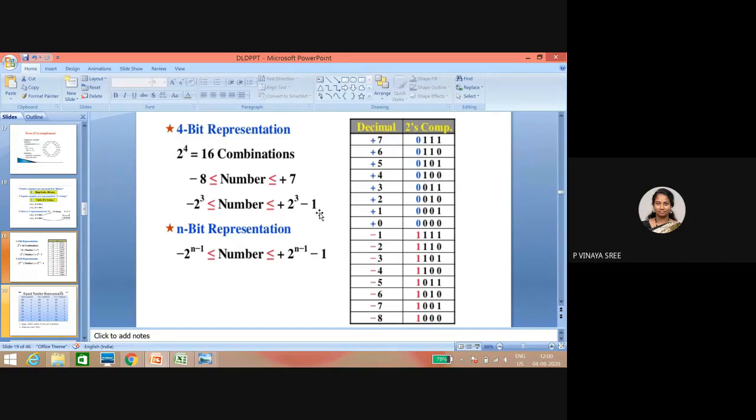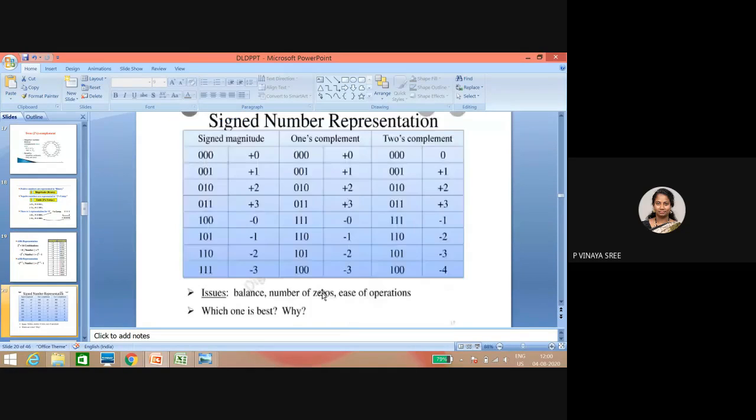Whereas in ones also we can do, but the problem in ones is that there is a problem of end around carry that needs to be added to the result. Here we are overcoming that problem, we ignore that directly and get the result. Okay, so let me see the representation.